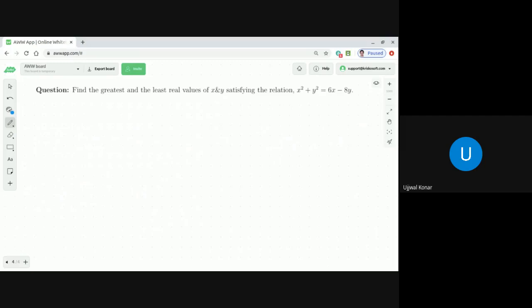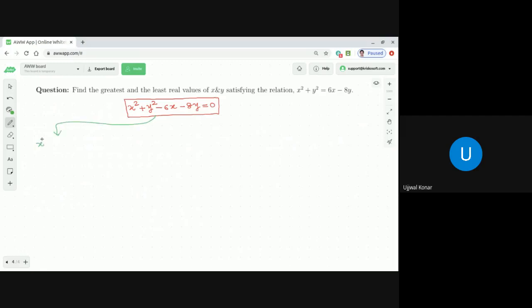So what we get here, dear students, is that the given equation is x square plus y square minus 6x minus 8y is equal to 0. Now this equation we need to express as a quadratic equation in x and as a quadratic equation in y. First, we are going to express this as a quadratic equation in x.